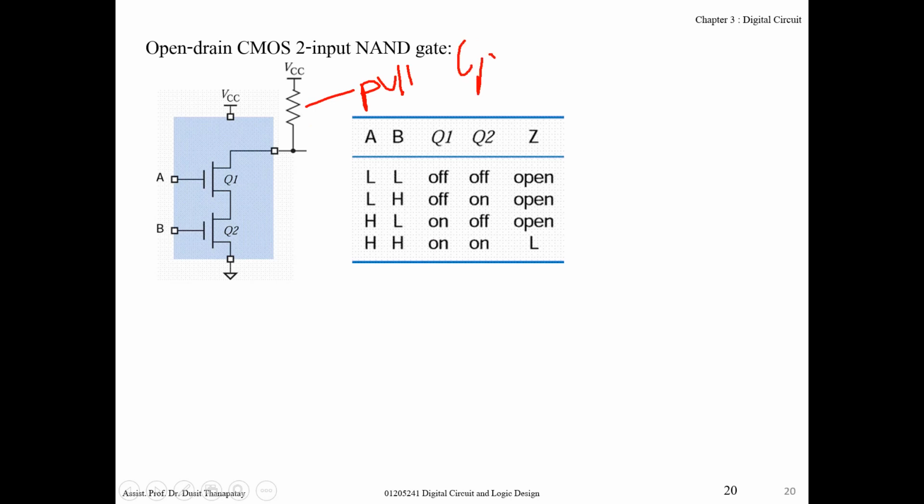Pull-up resistor. After you add the pull-up resistor, what happens if, for example, you apply 0, 0? This one turns off, this one turns off. How about the output?